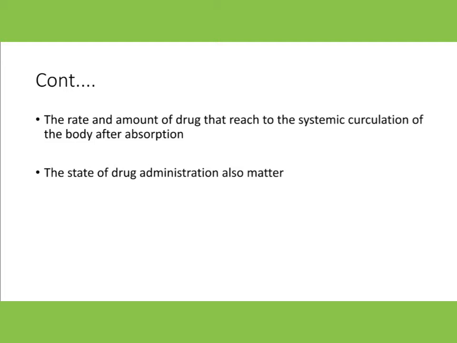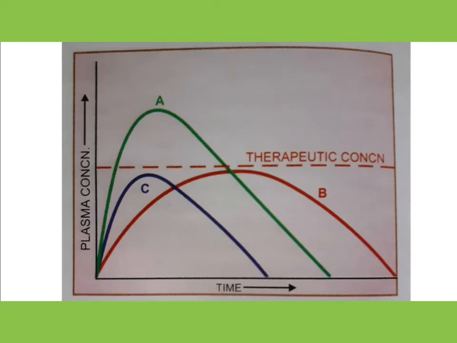Now to calculate bioavailability, there is a formula. Bioavailability is expressed as the area under the curve by the oral route divided by the area under the curve by the intravenous route, since the intravenous route has 100%. Suppose this is the oral route tablet and this is the intravenous. The area under the curve by the oral route divided by the area under the curve by the intravenous route, multiplied by 100, gives the bioavailability of that drug.